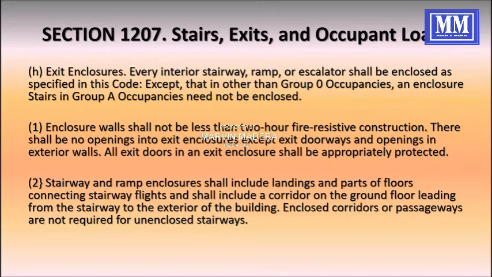Stairway and ramp enclosures shall include landings and parts of the floor connecting stairway flights, and shall include a corridor on the ground floor leading from the stairway to the exterior of the building. Enclosed corridors or passageways are not required for an unenclosed stairway.